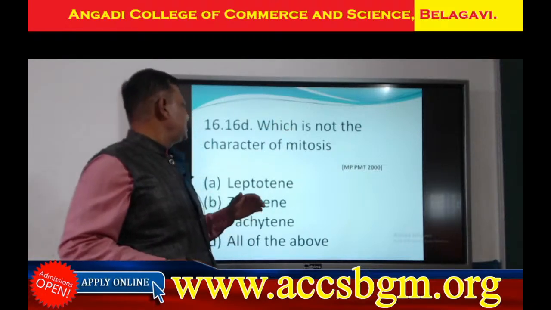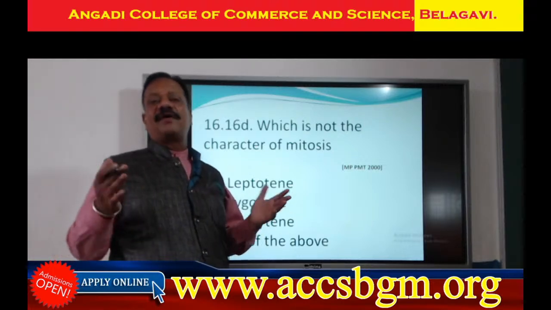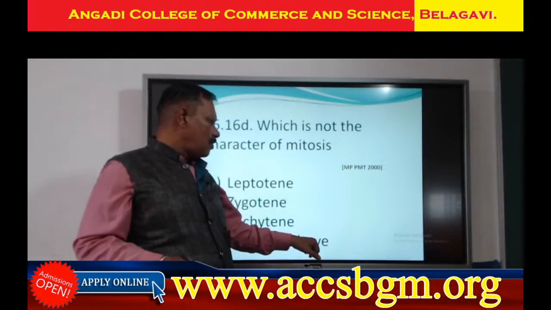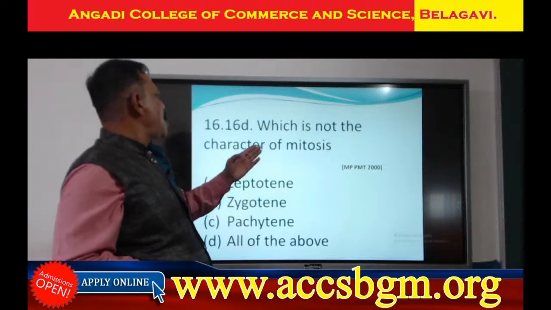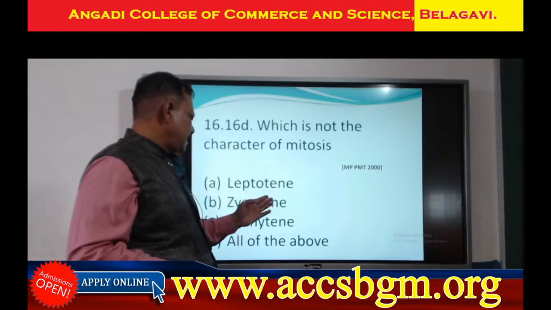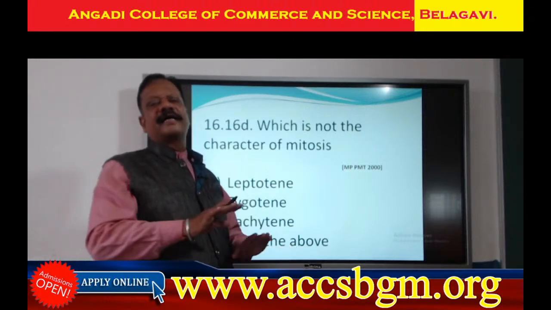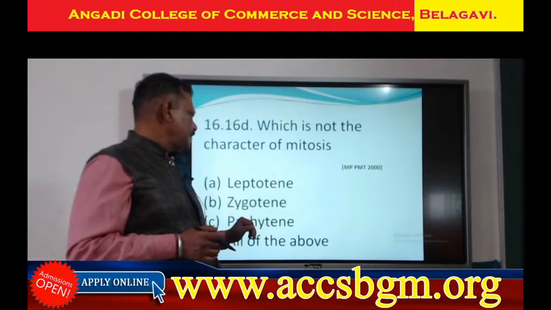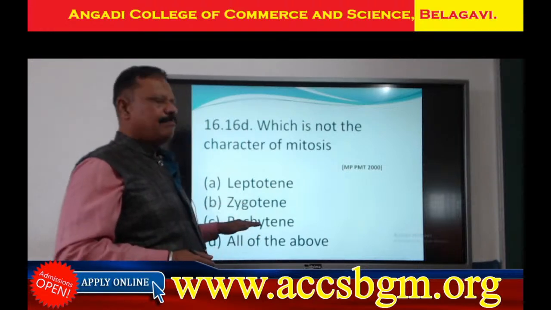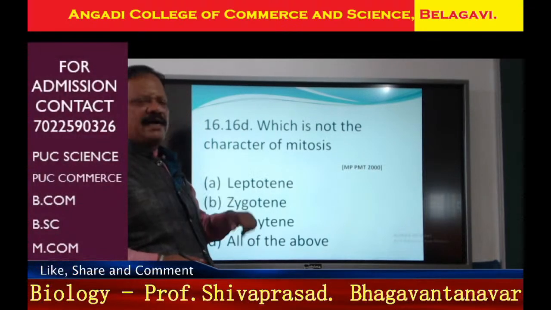Which is not a character of mitosis? Here, the options are given, which is not found in mitosis. See. Leptotene, zygotene, pachytene, all of the above. So, which is not a characteristic of mitosis? All the above are not characteristics of mitosis. Because in prophase 1 of meiosis 1, you can see leptotene, zygotene, pachytene, diplotene, and diakinesis. So, this is not seen in the case of mitosis. Next one.